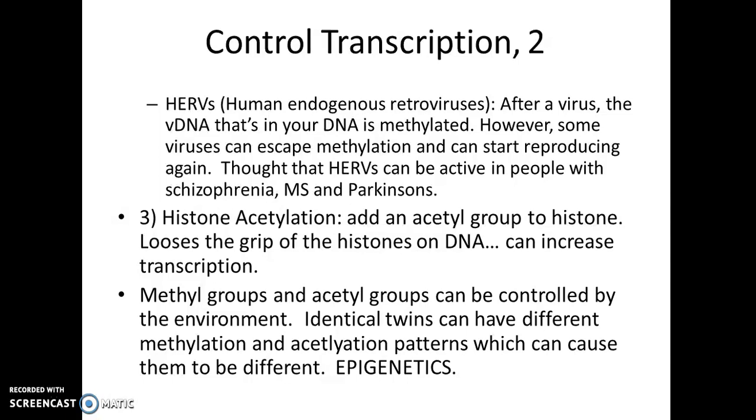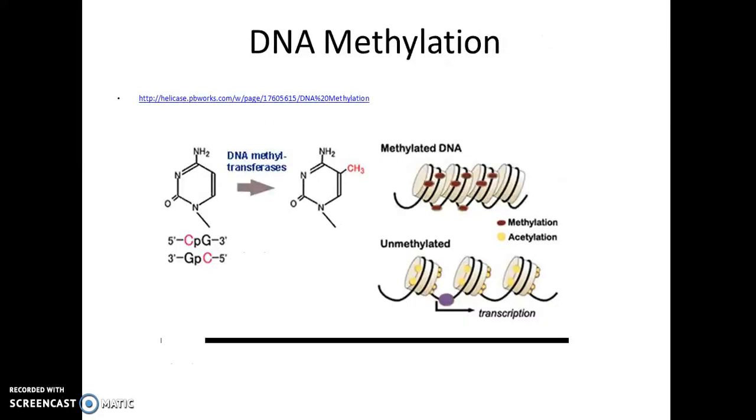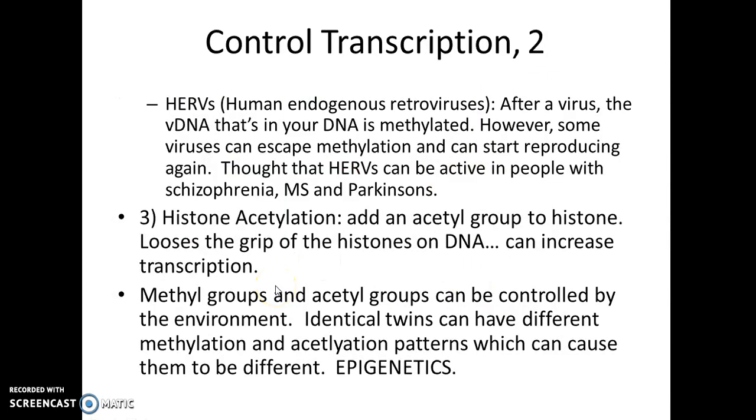Histone acetylation is when you add an acetyl group to the histone proteins, and it loosens the grip of the histones on the DNA, and that can actually increase transcription. So we have a picture of it back here, in which the histones are attached to the nucleosomes here, and that increases transcription. So we can decrease transcription and increase transcription.